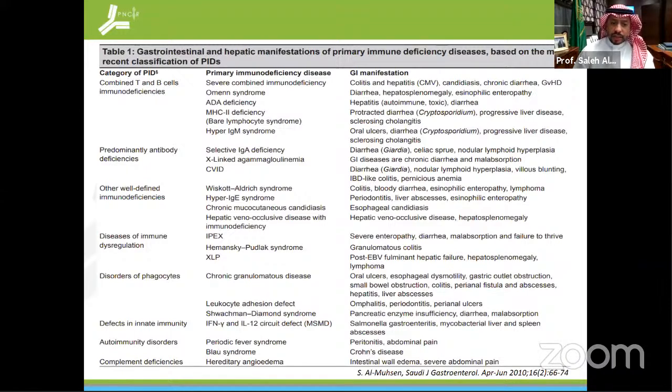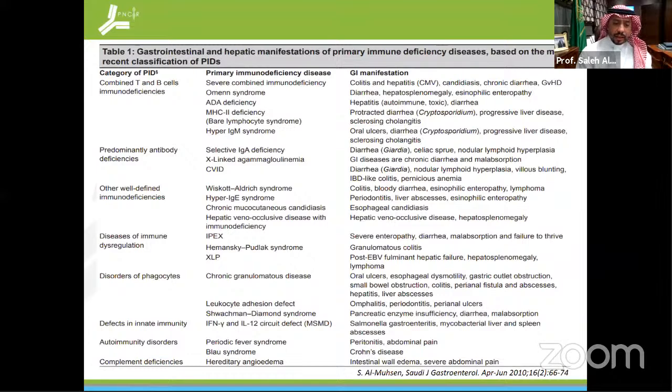Patients with well-defined immune deficiency like Wiskott-Aldrich can present with colitis, bloody diarrhea, eosinophilic enteropathy, and lymphoma. Patients with hyper IgE syndrome can present with liver abscesses, periodontitis, and eosinophilic enteropathy. Patients with chronic mucocutaneous candidiasis, definitely as per definition, can present with severe esophageal candidiasis. As mentioned, hepatic veno-occlusive disease can occur in immune deficiency, which is post-transplantation. They can present with obstructive type of veno-occlusive disease.